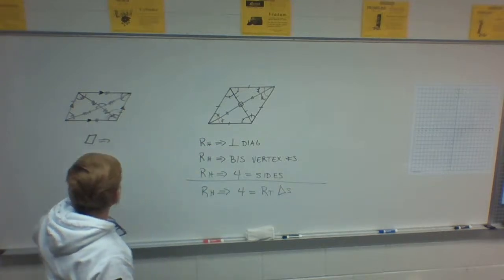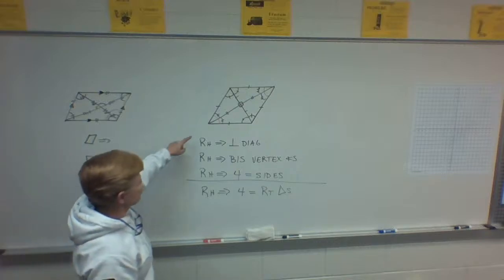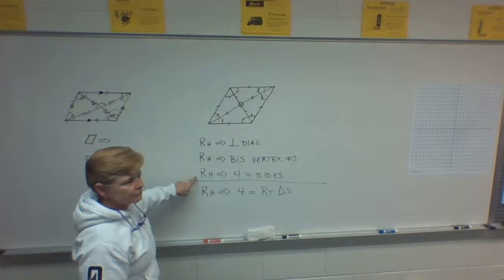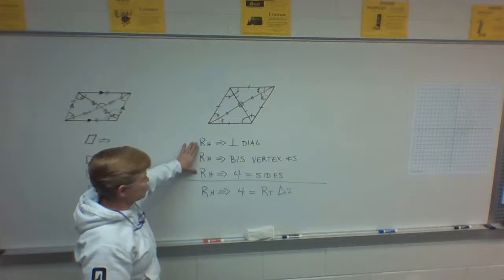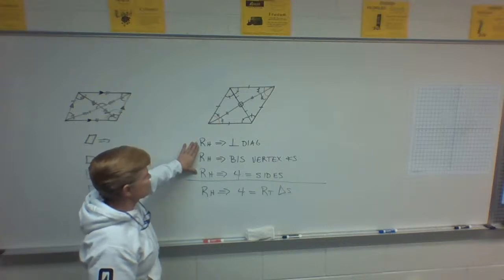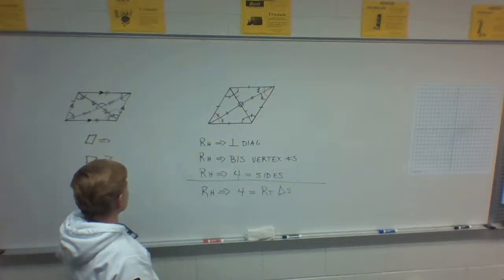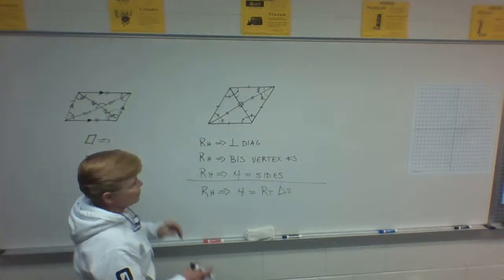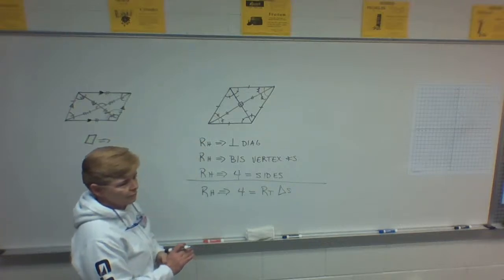So rhombuses have 5 things true about them in addition to these 3. So they got 8. These are only true for rhombuses, but rhombuses are parallelograms. So all of these are true of rhombuses over here. These guys right here are only true if you have a rhombus, not if you just have a parallelogram. Do you understand the difference?